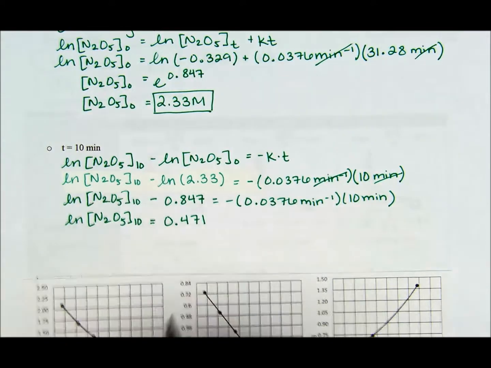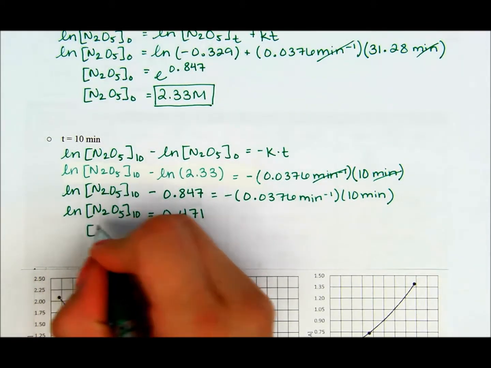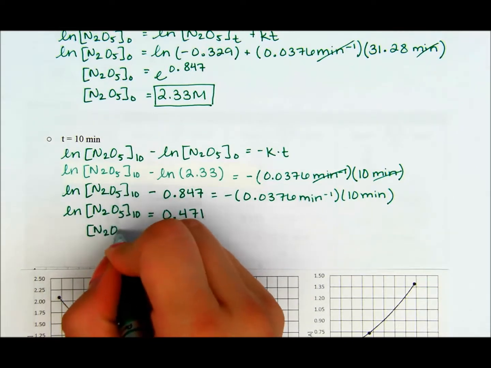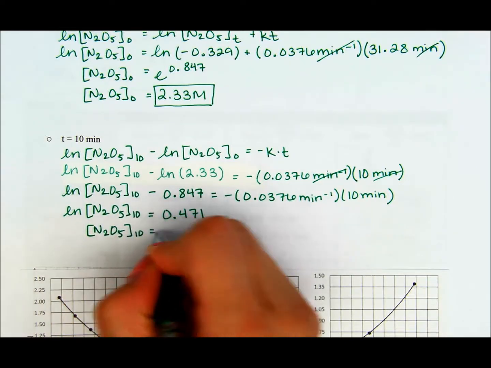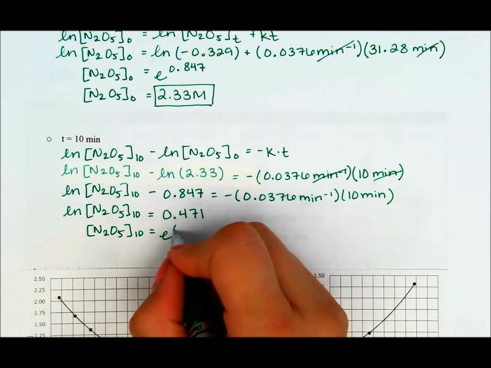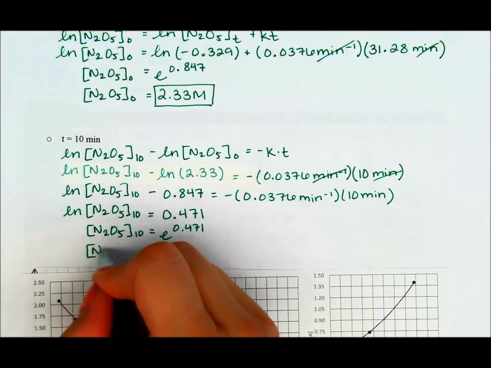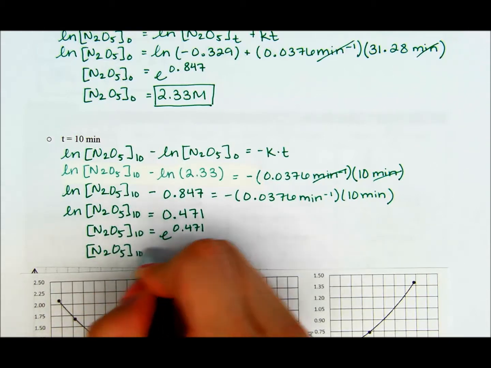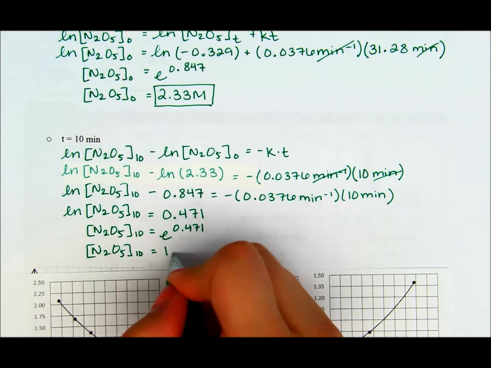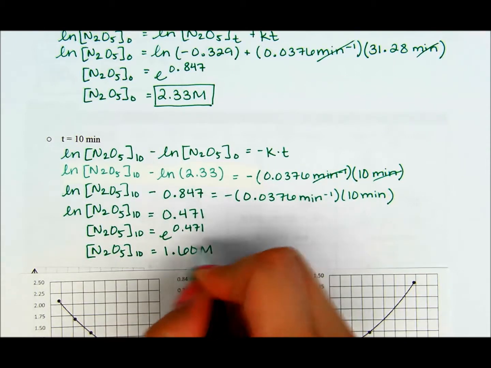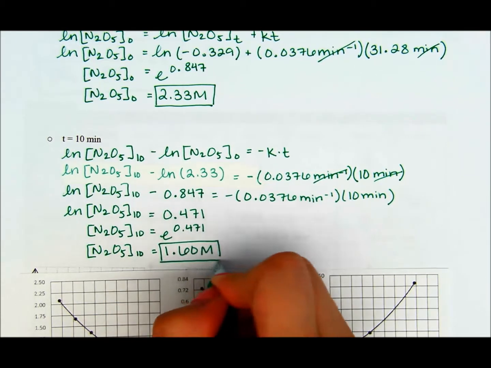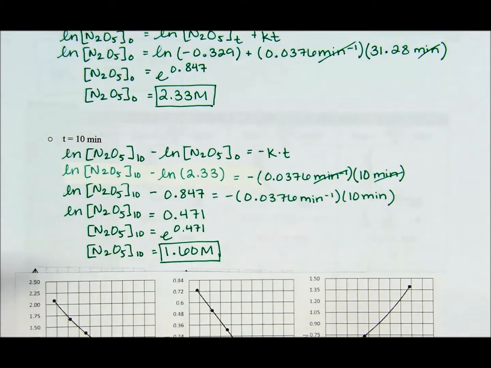To get rid of this natural log, we take the e of both sides. So e cancels out natural log, and N2O5 at time 10 minutes equals e to the 0.471. When you plug that in, the concentration of N2O5 at 10 minutes is going to be equal to 1.60 molar. That would be your answer, and that's how you would use the integrated rate law. Okay, guys, so that is the end of lesson 2.2 and the end of video 2.2.2.